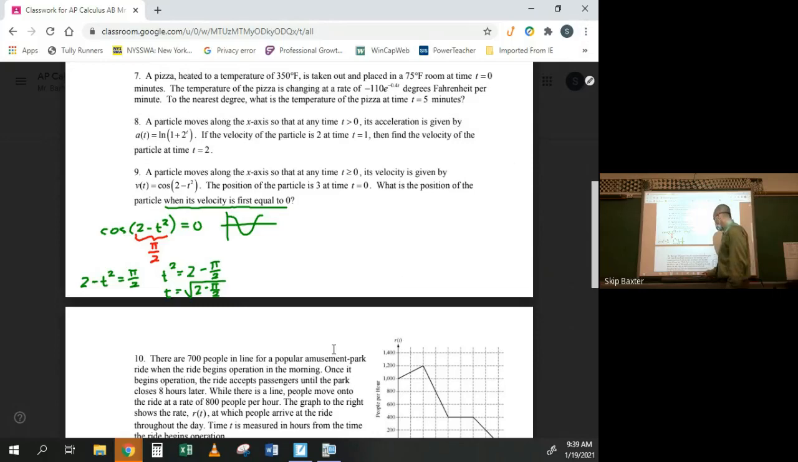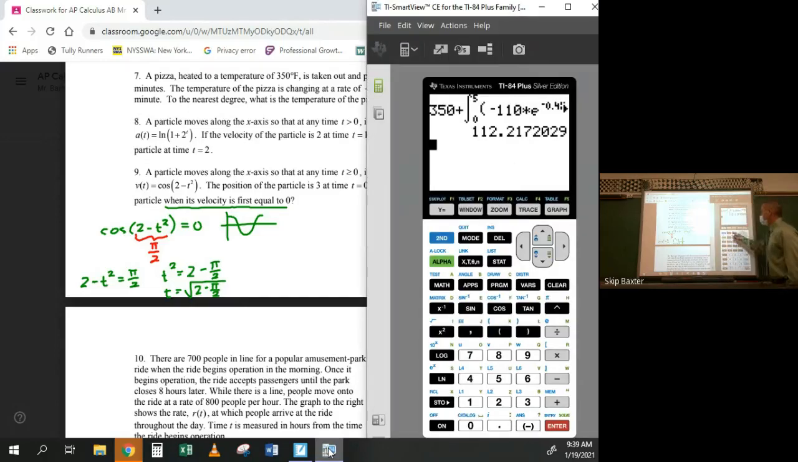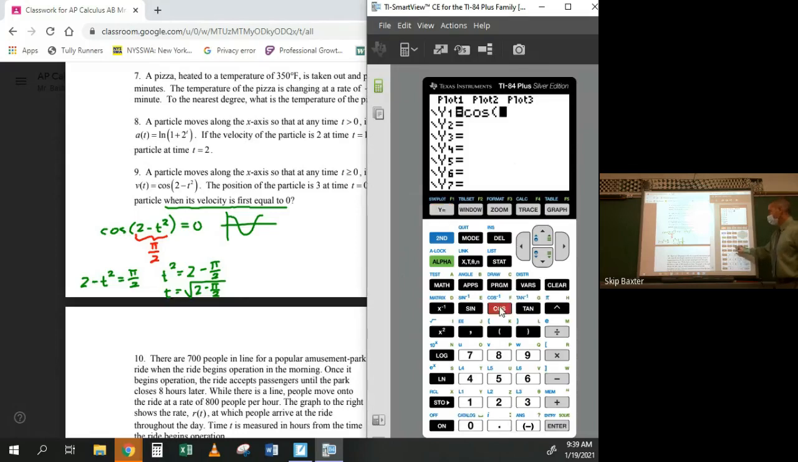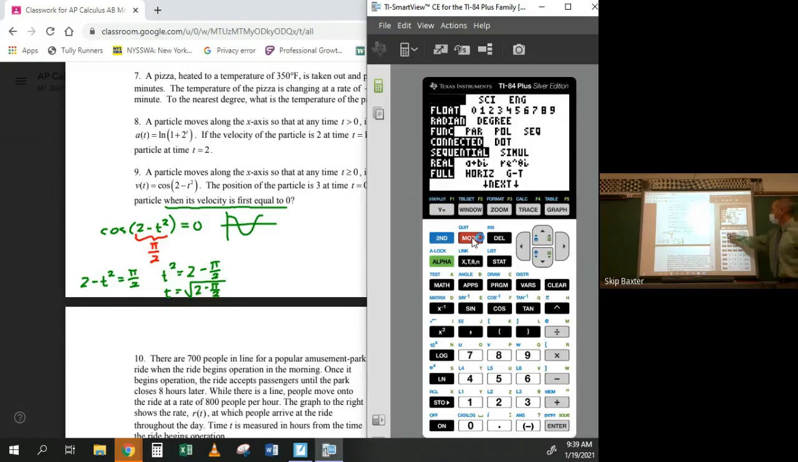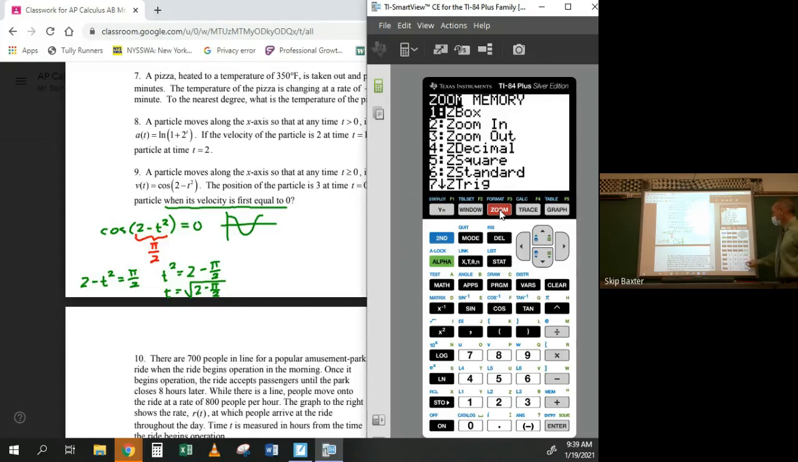And let's just verify, if I actually do this graphically on my graphing calculator, if I take the cosine of 2 minus t squared, make sure my calculator is in radians, it is, and then just graph it. I'm just going to do zoom. Actually, yeah, zoom. Why not? Trig. See what happens.